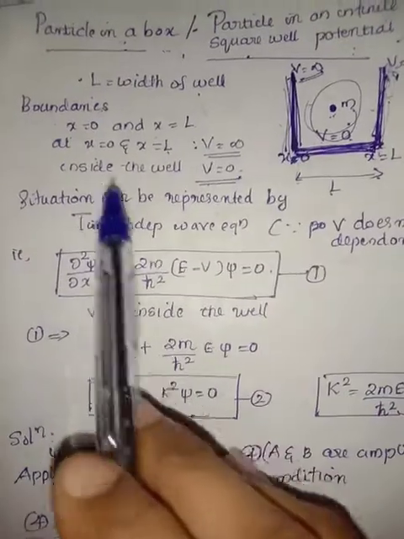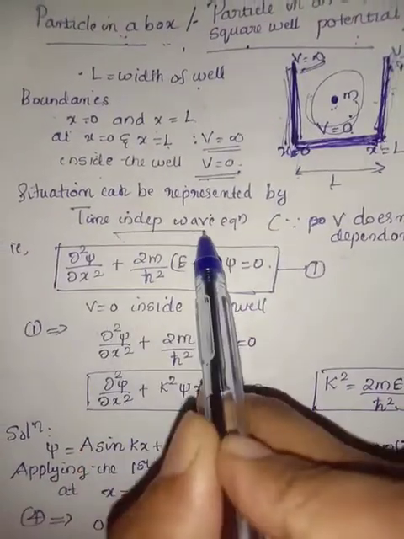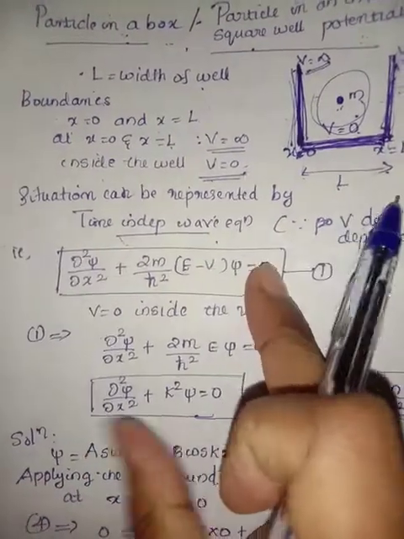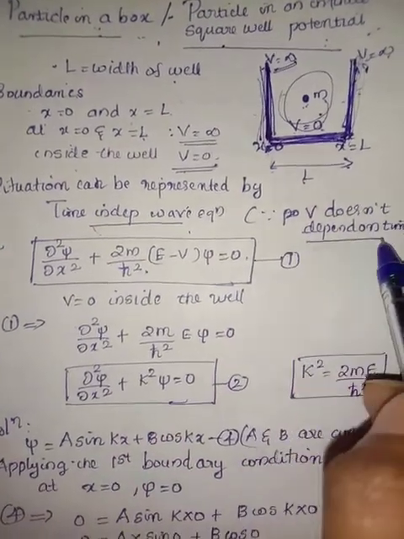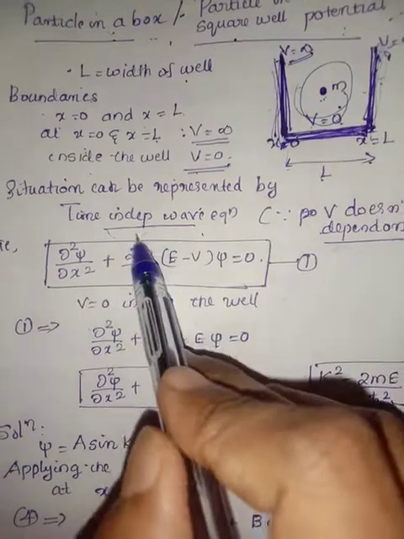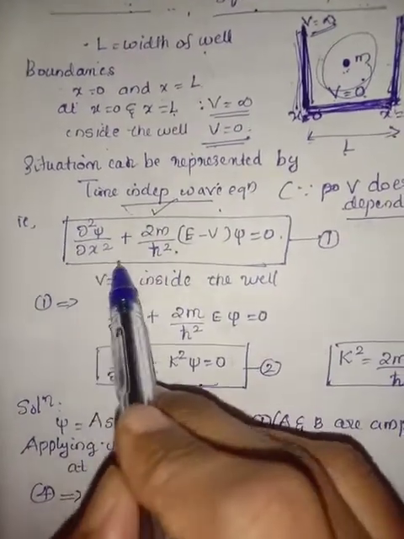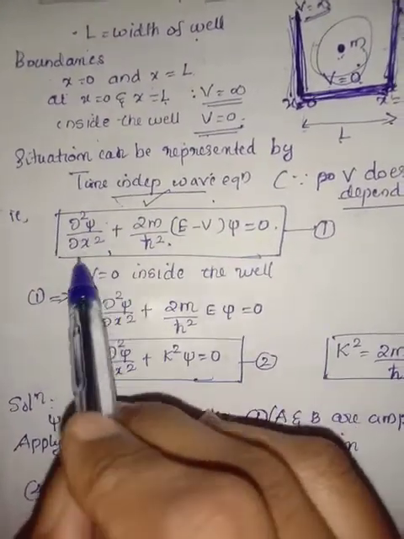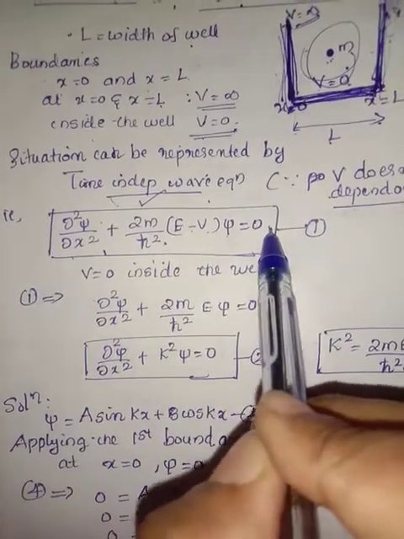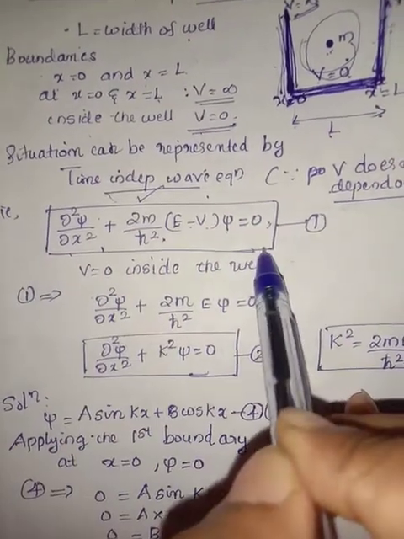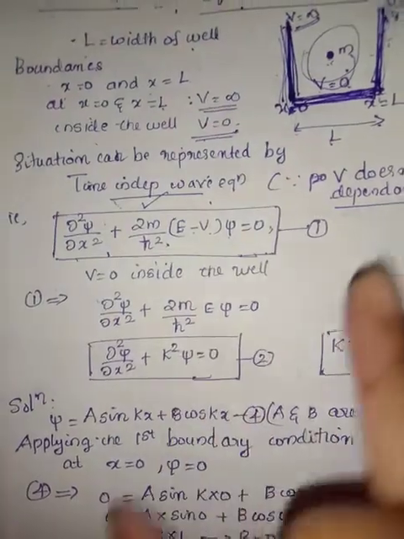Now the situation can be represented by the time independent wave equation. We use the time independent wave equation because potential energy does not depend on time. So what is our equation? Dou square psi by dou x square plus 2m by h cut square into E minus V psi is equal to 0. This is the time independent wave equation, equation number 1.